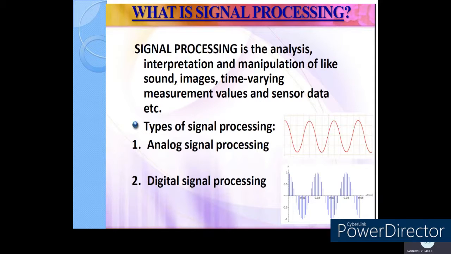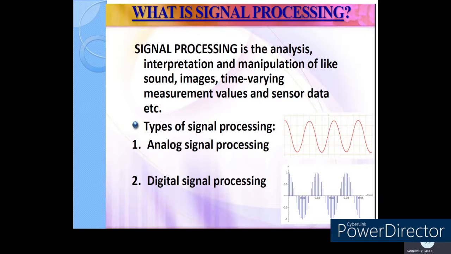But the drawback of analog signal processing is that a lot of noise will be added in the analog signal processing operation because of the usage of components such as resistors, capacitors, and many more analog components. The noise will be added to the signal here. So that's a drawback of this analog signal processing operation.